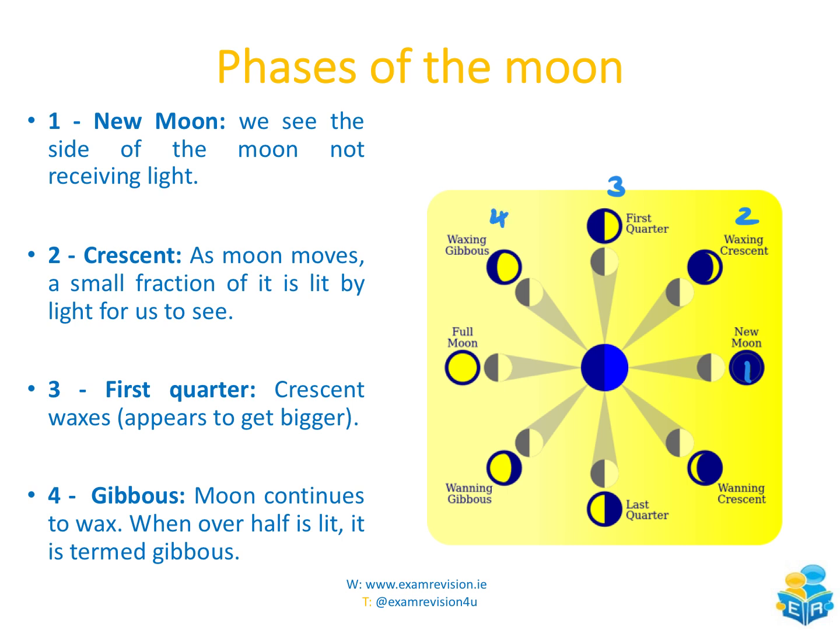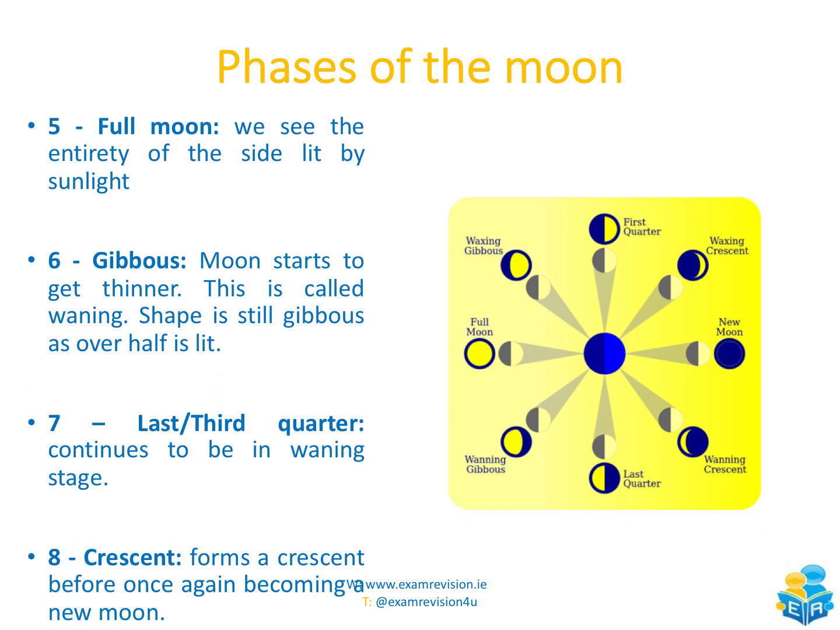Number 4, this is our waxing gibbous. So it still appears to be getting brighter. More and more light is falling onto it. It's termed gibbous because more than half of it is lit up by light.